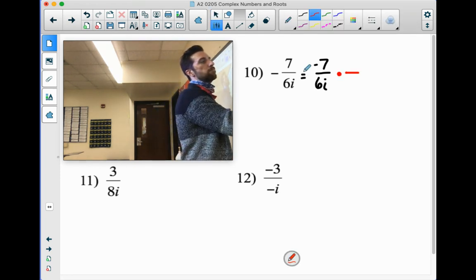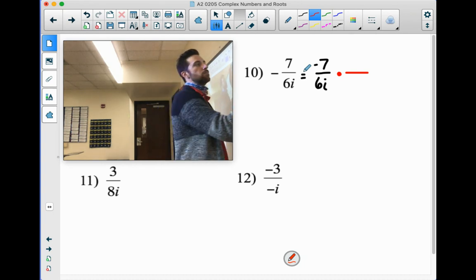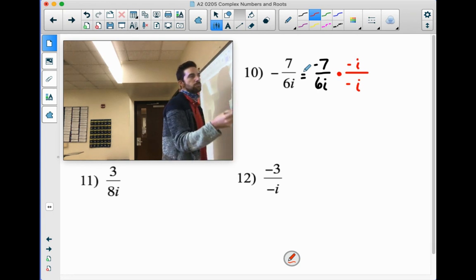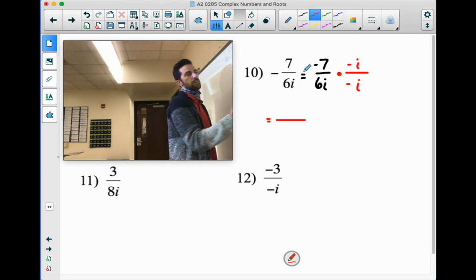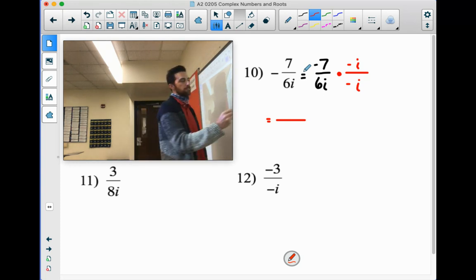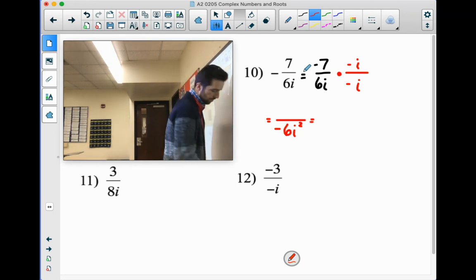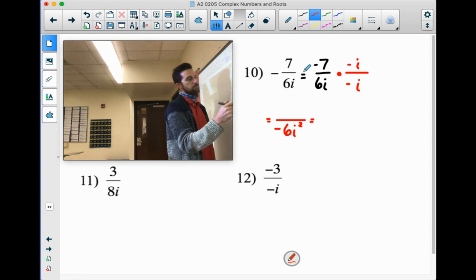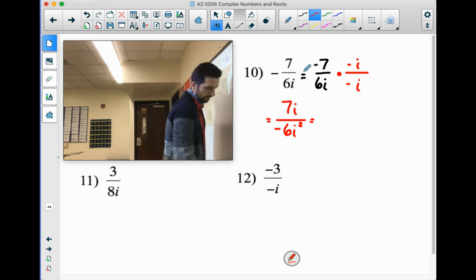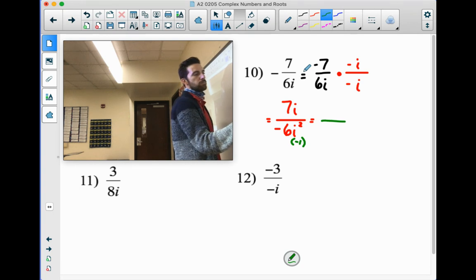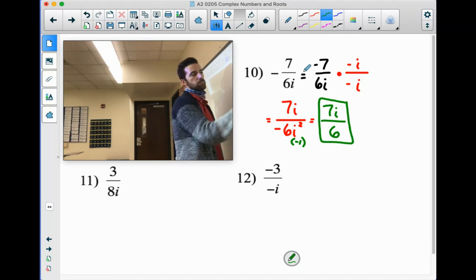Again, you could multiply by negative 6i, and that's fine. But really, I can save some work here and just multiply by negative i. Because when we do that, in the denominator, 6i times negative i would give you negative 6i squared. And remember, well, let's do the top. Negative 7 times negative i would be positive 7i. So now remember that i squared is equal to negative 1. So you have negative 6 times negative 1, which is positive 6. The numerator, we just have 7i. So we have 7i over 6 would be our final answer.